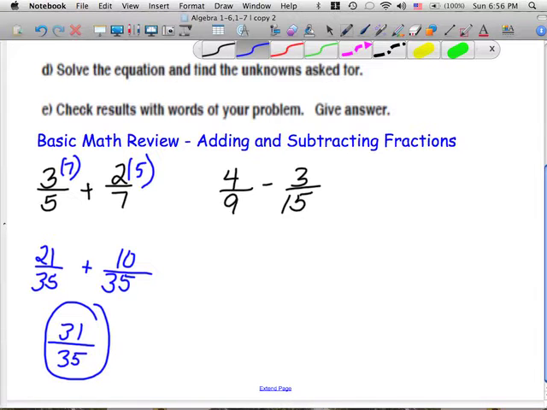Subtracting fractions with different denominators, we have to find the least common denominator. If I take the multiples of 15, the first one that they both go into is 45. 9 goes into 45 5 times. 5 times 4 is 20. 15 goes into 45, 3 times 3 is 9. So subtracting your numerators, 20 minus 9 is 11 over 45.